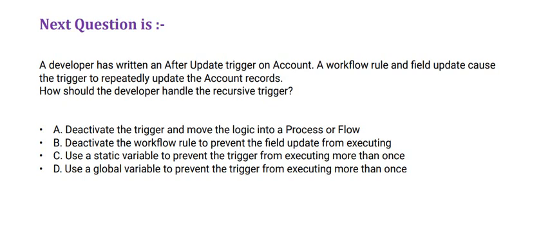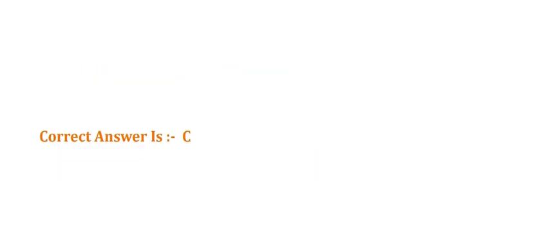Option A, deactivate the trigger and move the logic into a process or flow. Option B, deactivate the workflow rule to prevent the field update from executing. Option C, use a static variable to prevent the trigger from executing more than once. And option D, use a global variable to prevent the trigger from executing more than once. The correct answer is option C.